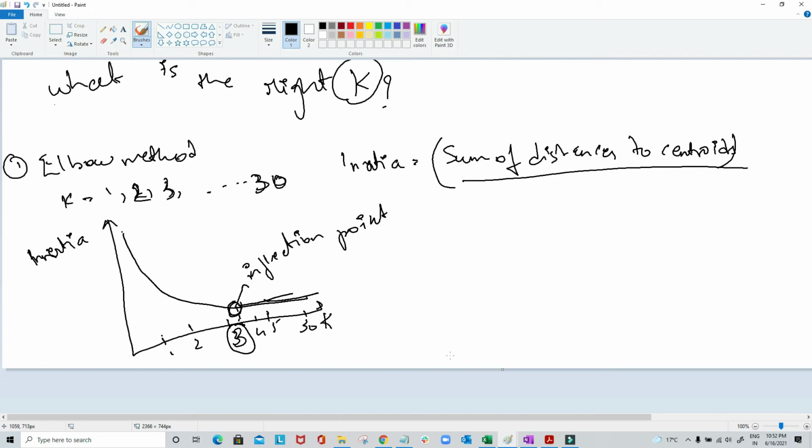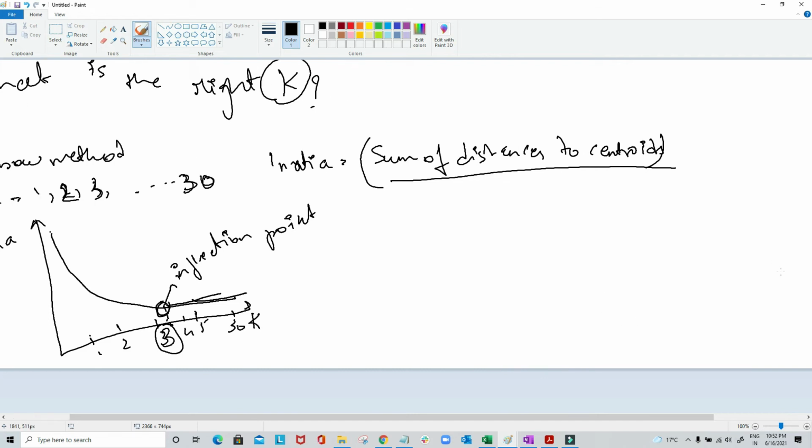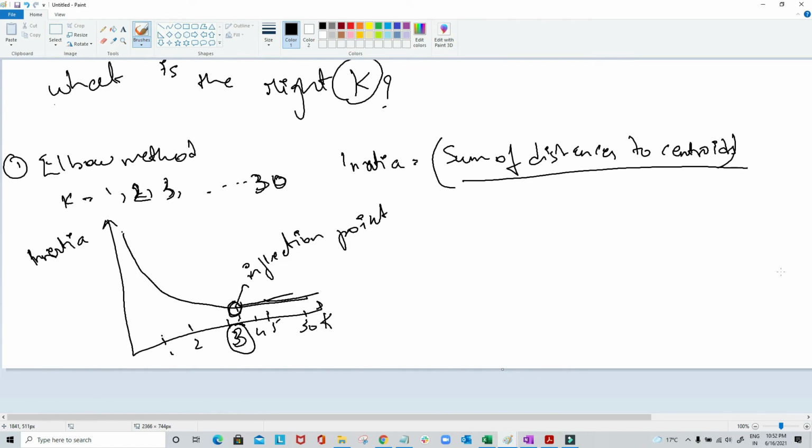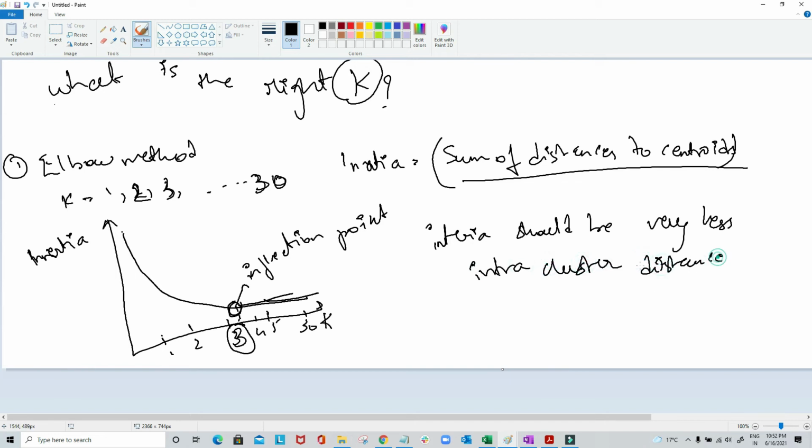Apart from inertia, there's something else as well. This inertia should be very less. So essentially, if you see, this is the intra-cluster distance that we are trying to identify. As we know, within a cluster, the distance should be very less. Hence, the graph is like this.